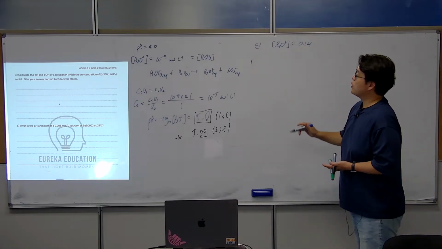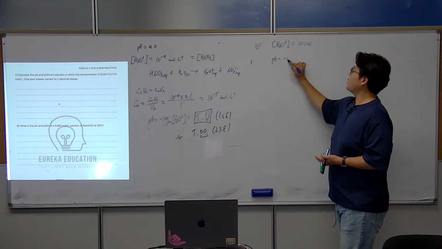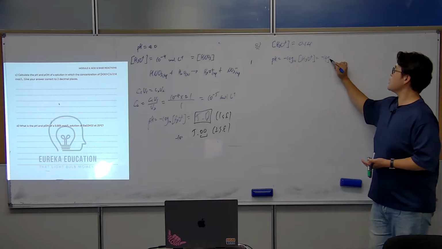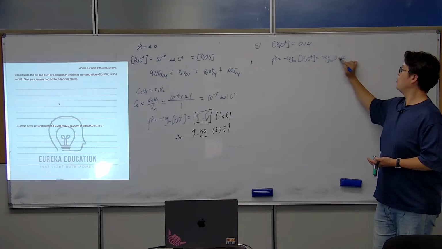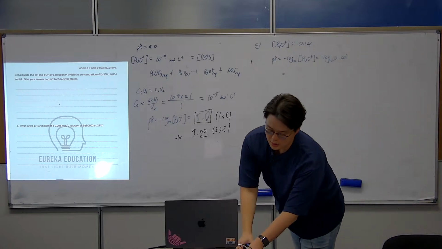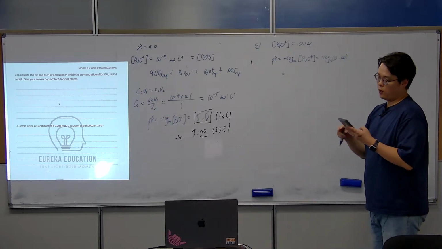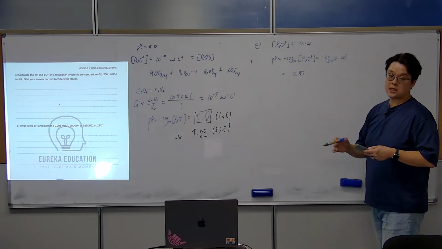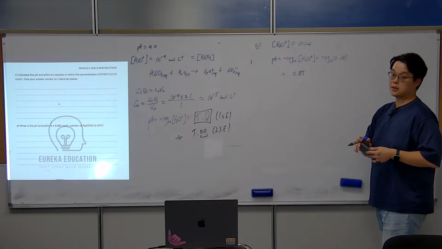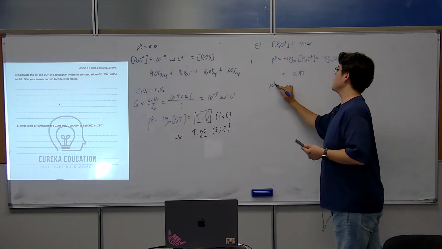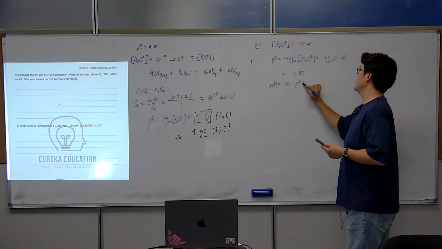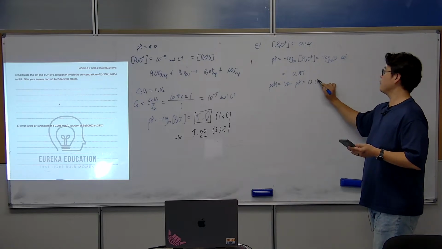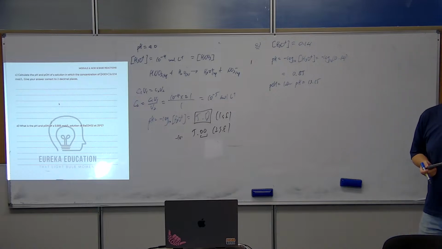That means we are able to find the pH by minus log 10 of the hydronium ion concentration. That's minus log 10 of 0.14. Use the calculator, log 0.14, and you get 0.85 to 2 decimal places, as the question indicates. Then pOH is simply 14 minus pH, that is 13.15 to 2 decimal places.